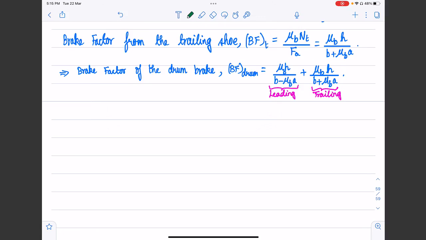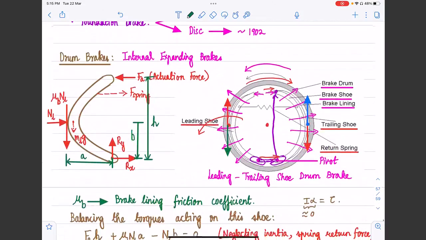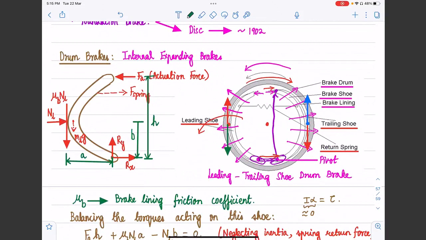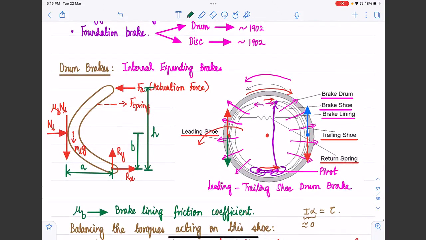Sir, if we are using that pivot, then what is that shoe called? It cannot be the leading and it cannot be the trailing, right? Because we are applying actuating force from both directions. Which pivot? So that is what is called a two leading shoe drum brake.